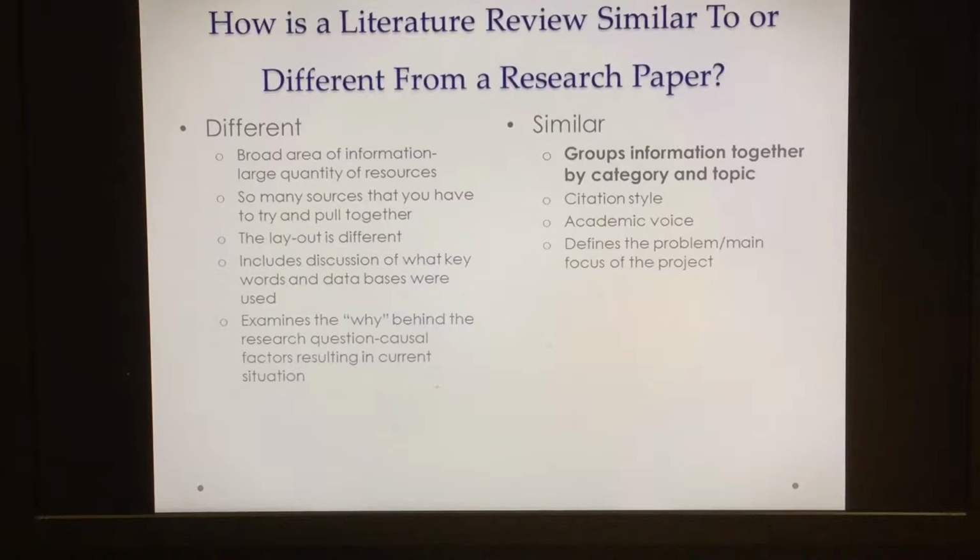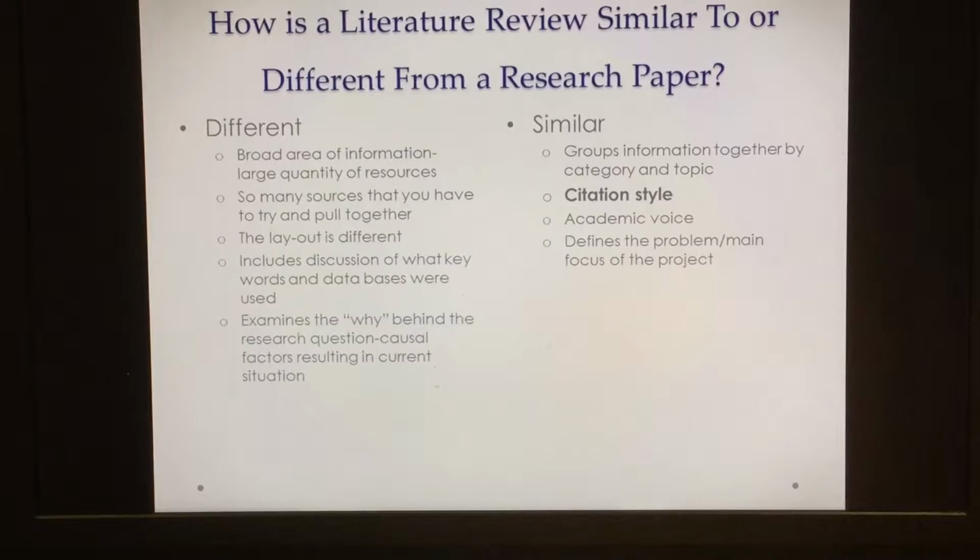This is different from what we've been asked to do in our traditional research paper, but there are some commonalities. Just like in a research paper, you're being asked to group information together in a category or a topic. You're being asked to think organizationally. For citation style, you still use the traditional MLA, APA, or Chicago, depending on your academic discipline. Everything should still be written in academic voice with proper formal tone and word choice. And of course, our main goal here is to define the problem and the main focus of the project, just like in any other research-based project.